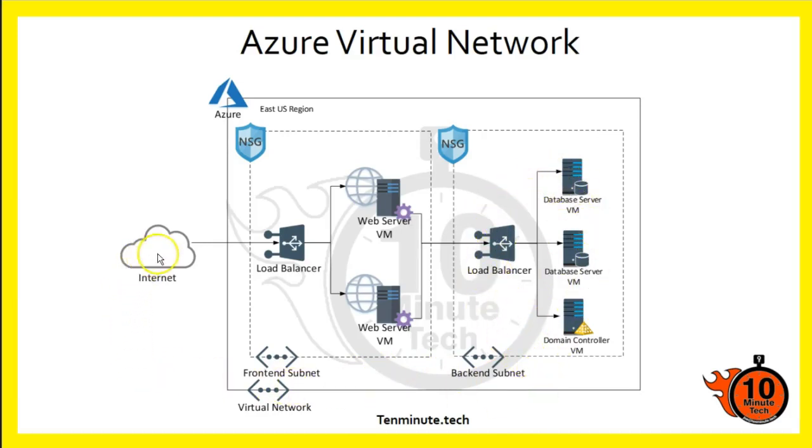So let's say that we got somebody on the internet and they're going to make an HTTP port 80 request to a web server. The first thing that would happen is that it would come into the virtual network, and before it hits the load balancer, it goes here to the network security group. You can consider this network security group a lot like a firewall. Actually, it is exactly like a firewall.